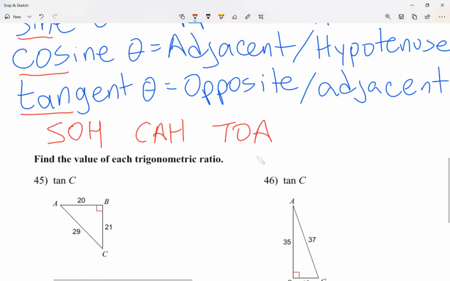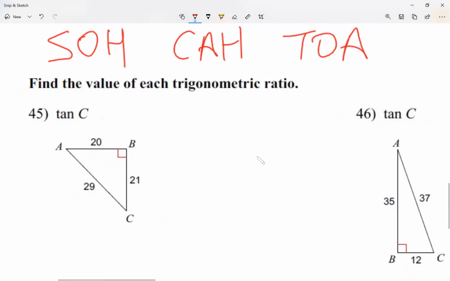So now let's take a look at question number 45 on our notes. Find the value of each trigonometric ratio. First of all, let me label my three sides. I know the biggest side is the hypotenuse. So let me just say 29 is the hypotenuse. I notice here I'm asking tangent of angle C. So that means that angle C is the one that is marked. So based on angle C, the other sides, one of them is opposite, the other one is adjacent. 20 is the opposite and 21 is the adjacent.